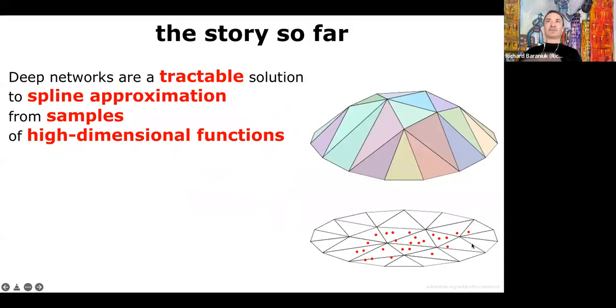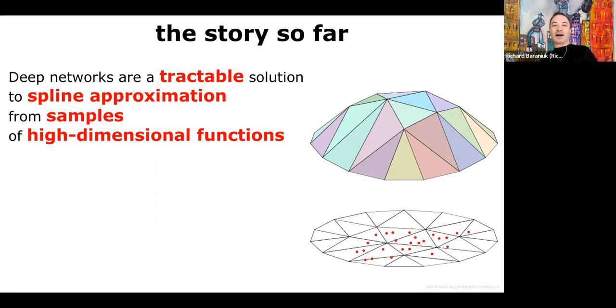So let me just wrap up what we've talked about up to now, the basics, and then let's launch into 3 examples of this theory. So what I'm claiming in this talk is that deep nets are a tractable way to do spline approximation from samples of functions. You don't get access to the function, you just get access to samples of a function that live in very high dimensions. Okay, and it's really important to note that this is an extremely difficult problem, right?